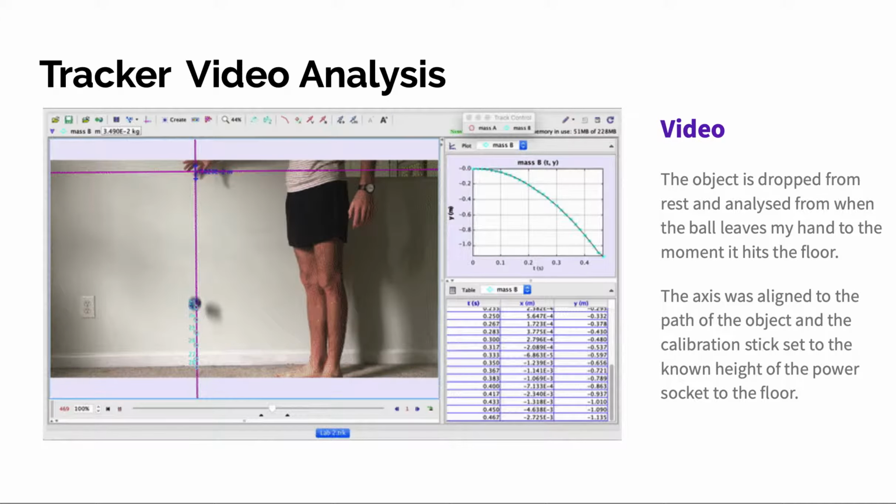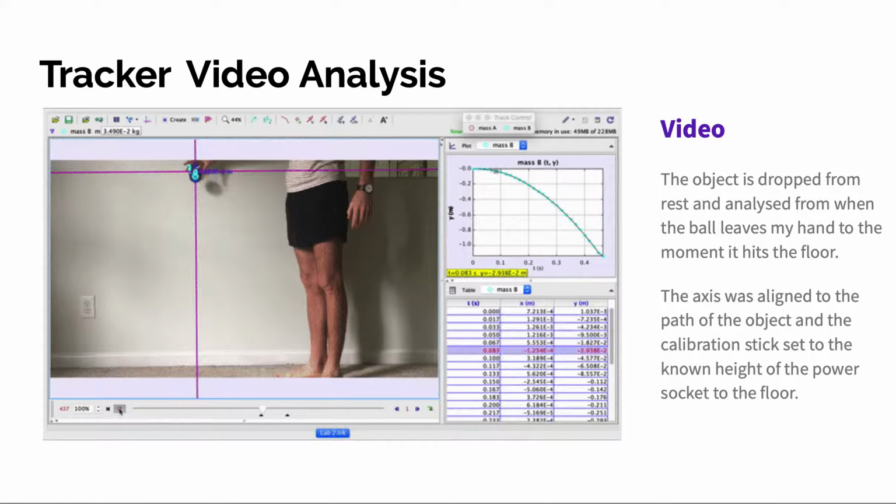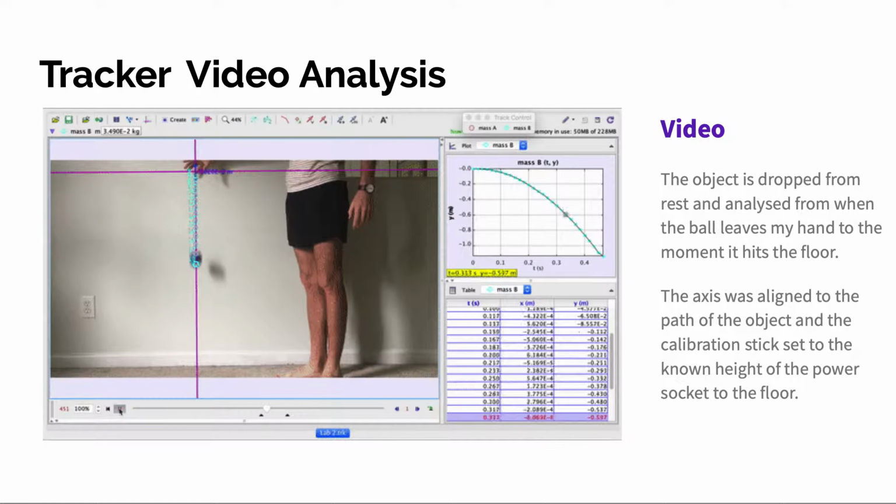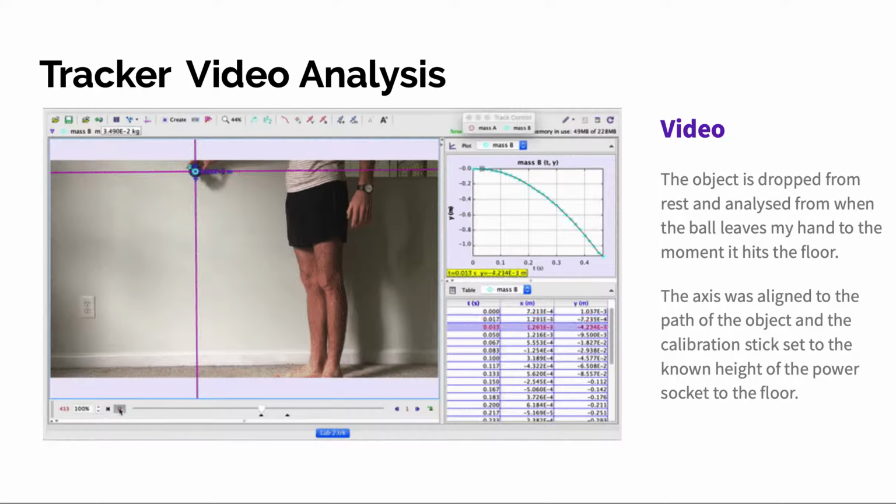The first step was to analyze the video of myself dropping a stress ball from rest with the video tracking software Tracker. The axis was aligned to the path of the object, and the calibration stick was set to the known diameter of the ball.